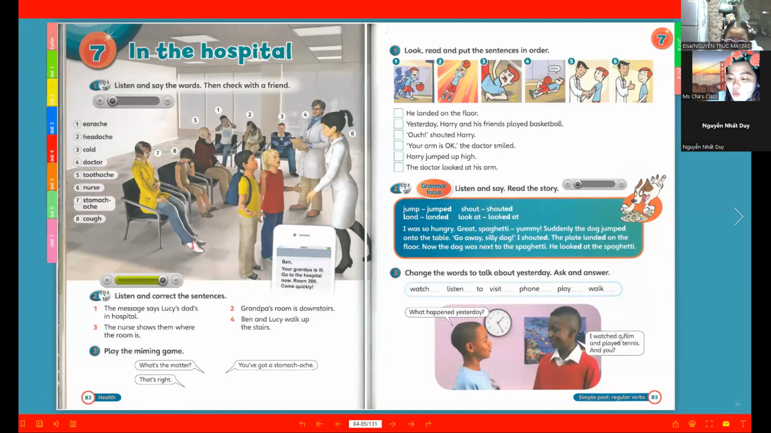Say it again. And you? Make it sound like you are asking me. I watched the film and played tennis. And you? The intonation is going up because you're asking me, not just saying "and you." It's like you're asking me back, like, what about you? All right. And you?